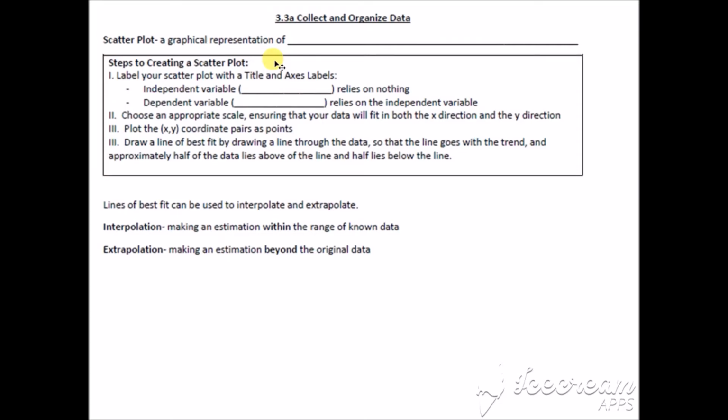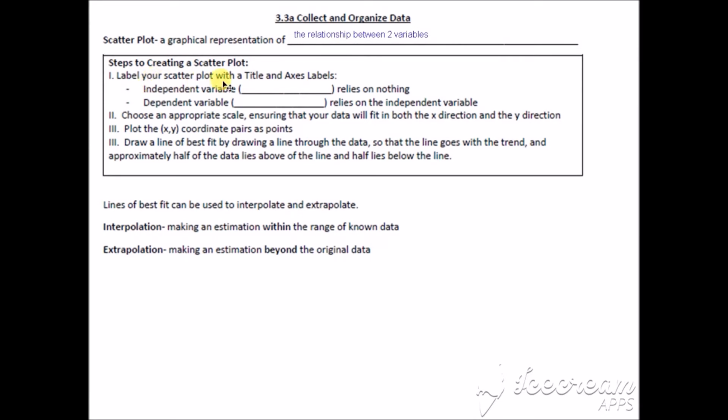3.3a, collect and organize data. So a scatter plot, as a review, is a graphical representation of the relationship between two variables. Let me make this blue up here. Okay, so steps to creating a scatter plot.